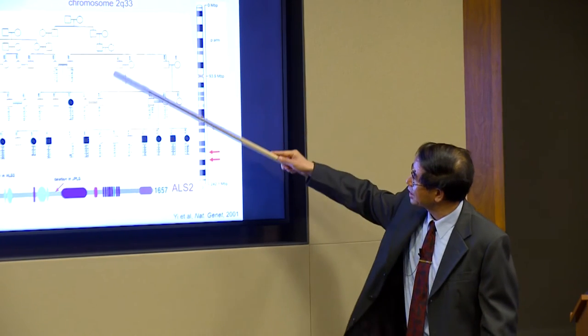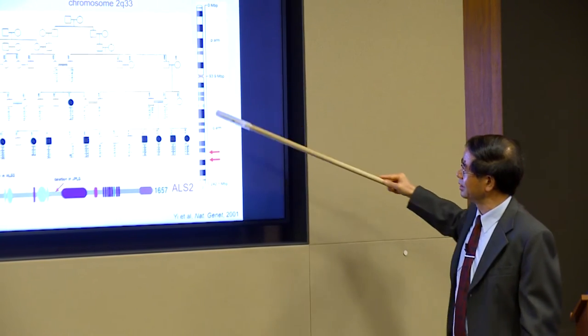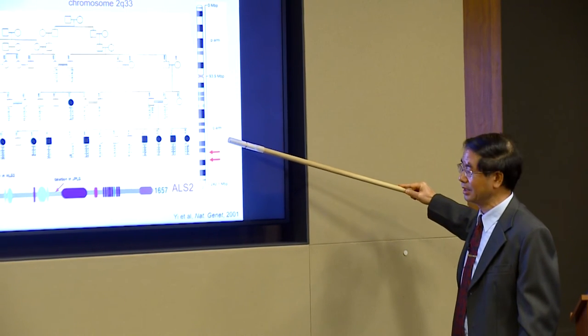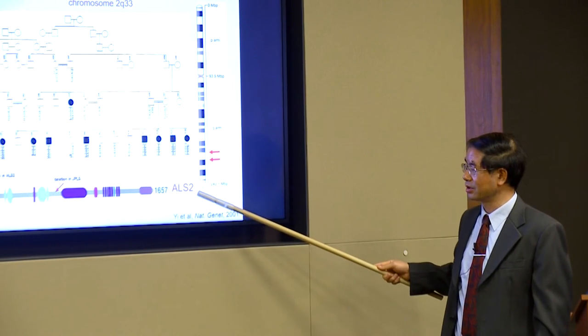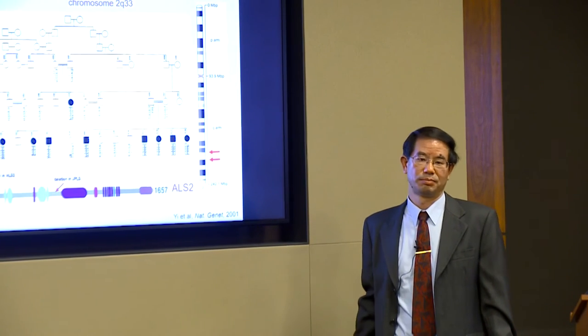And we also used the same approach. We found this gene is on chromosome 2q33, in this region. This is a zip code. And we sequenced the gene there, and eventually we found the gene mutation called ALS2. And this mutation will disrupt the protein.